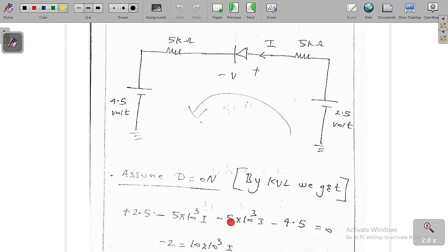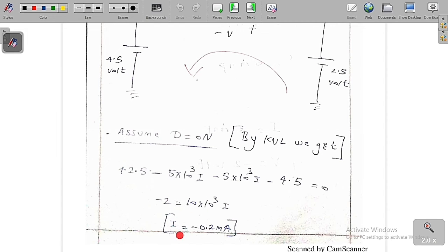If you solve this equation, we get minus 2 is equal to 10 into 10 to the power of 3 I. Finally I solved this one, and I got I is equal to minus 0.2 milliampere. I have already told you the diode is on, so whenever the diode is on, I should get I as positive, but here I got I as negative. Negative means it is going in the reverse fashion from N junction to P junction. It is wrong because whenever it is going from N junction to P junction, it is an open circuit.